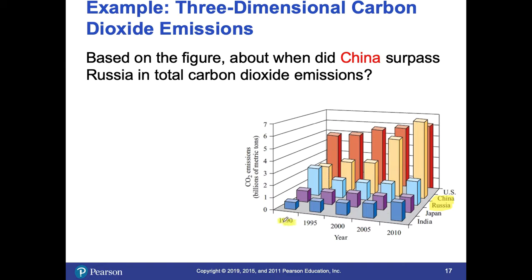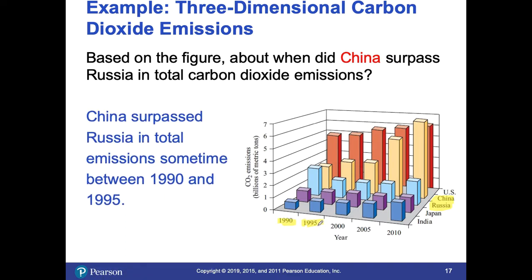So based on the figure, when did China surpass Russia in total carbon dioxide emissions? Well, notice here in 1990, Russia was higher in carbon dioxide emissions than China. But then five years later, it looks like China had surpassed it. Now, this specifically says about when. Well, this tells us that China surpassed Russia, maybe not in 1990 and definitely not in 1995, but somewhere in between. I'm fine with you just stating the fact that China surpassed Russia in total emissions sometime between 1990 and 1995.